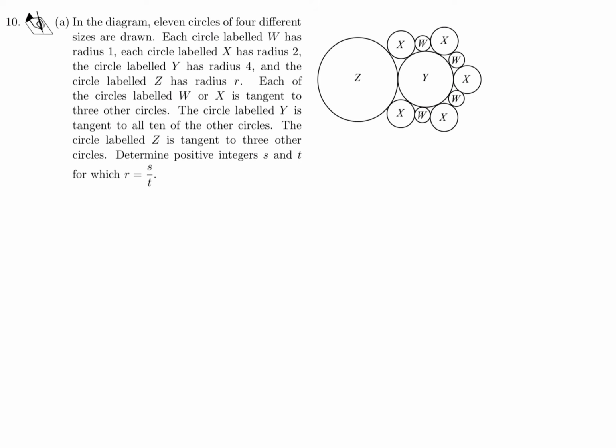In the diagram, 11 circles of 4 different sizes are drawn. Each circle labeled W has radius 1. Each circle labeled X has radius 2. The circle labeled Y has radius 4, and the circle labeled Z has a radius of r. Each of the circles labeled W or X is tangent to the other 3 circles. The circle labeled Y is tangent to all 10 of the other circles. The circle labeled Z is tangent to 3 other circles. Determine positive integers s and t for which r is equal to s over t.